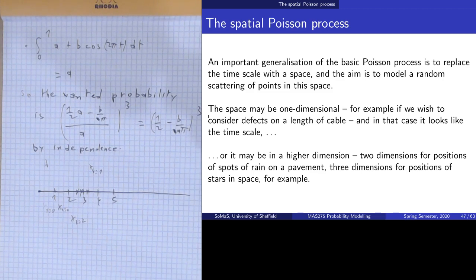So your space can be one-dimensional. Let's say if we want to look at defects happening on a cable, if you model your cable as a one-dimensional piece of space and then take a Poisson process on it, well, one-dimensional space is kind of the same as time. But if we have more dimensions, then it's really a different beast. So 2 dimensions, yes. Positions of spots of rain on the pavement, this can be a Poisson process, or positions of stars in space can even be a Poisson process.